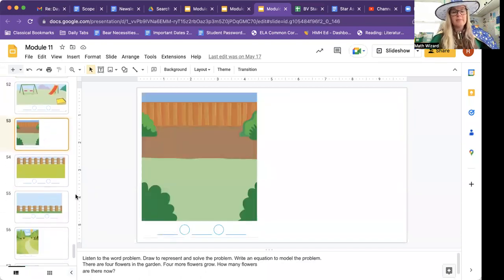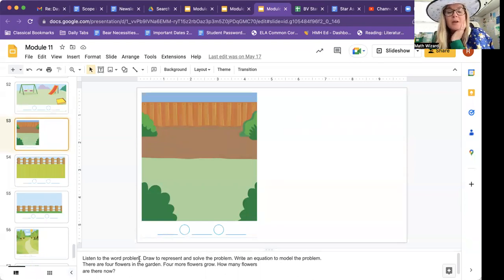All right, here's the next one. Listen to the word problem, draw to represent, and solve the problem. Write an equation to model the problem. I'm not going to tell you if it's addition or subtraction, but just to remember, addition, I have some and I'm adding to it, right? I have some and some more. Subtraction is I have a group and I'm taking away or I'm splitting apart. Okay, so listen to the story and tell me what you think.